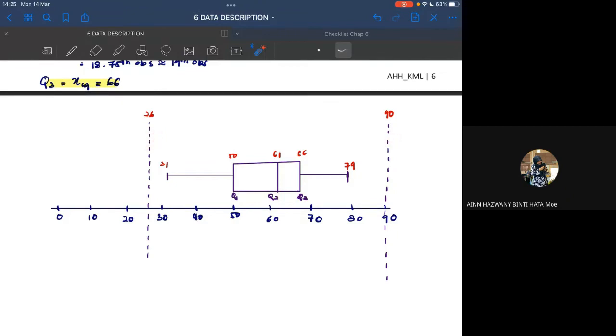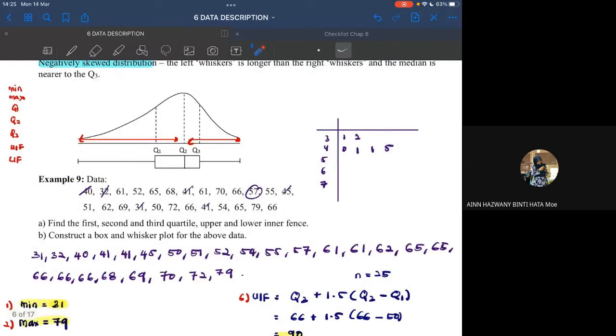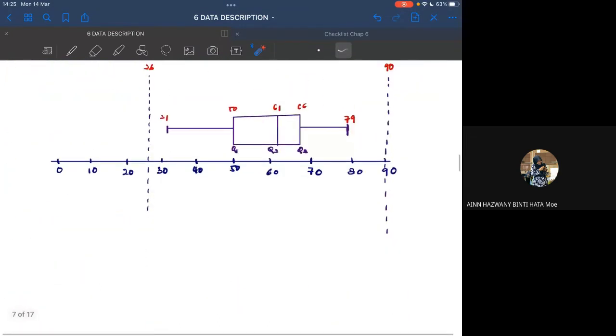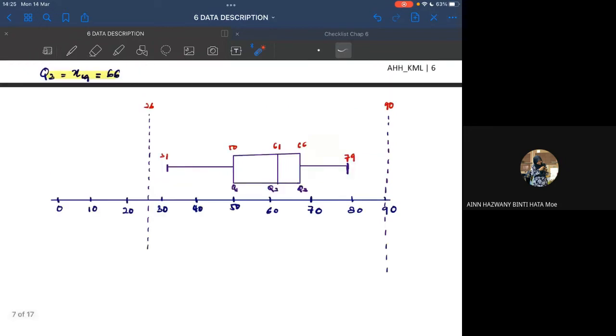Okay. So the next thing that we have to do is we have to determine, okay, soalan tak tanya tapi tak apa, kita tulis je. Determine the skewness of the data. So kalau kamu betul-betul plotkan menggunakan pembaris kamu akan nampak lah. Okay, yang ini sebelah kiri lagi bersepanjang daripada sebelah kanan. Ataupun kalau tak nak confuse, just kira je the difference between Q2 minimum, Q2 maximum.